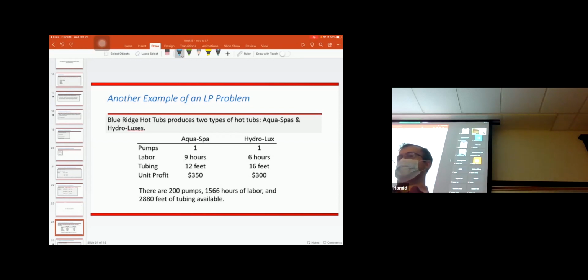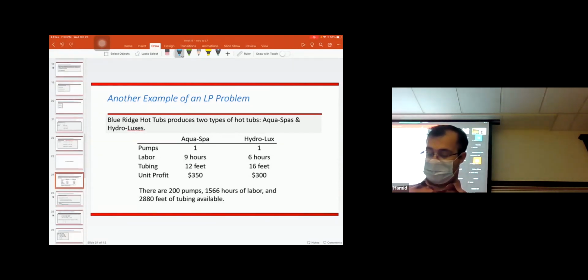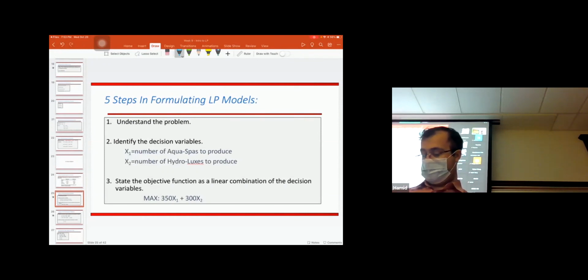And you are subject to some resource limitations, which are the number of pumps, number of hours of labor, and feet of tubing. You are very right. So instead of writing a sentence saying the number of Aqua-Spas to produce is one of my decision variables, let's name it X1. And the number of Hydroluxes to produce, X2.